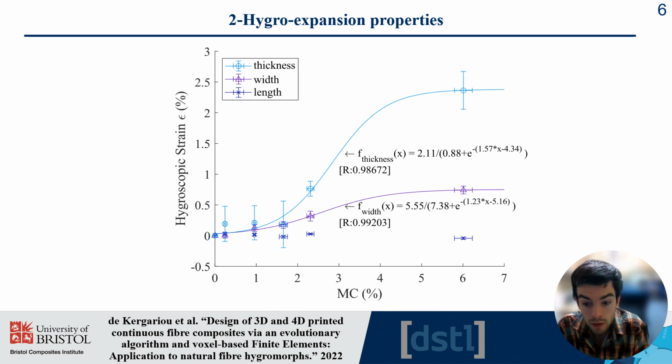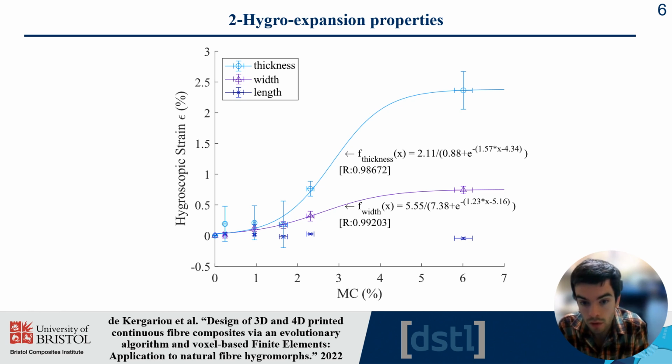Then in order to model, we need the coefficient of moisture expansion, which represents the ability of the material to deform in plane when the humidity surrounding it evolves. In order to do this, we 3D printed small squares of about 2 centimeters in dimensions. Then we immersed these squares into different boxes at different relative humidity, and we measured the deformation with the evolution of the humidity.